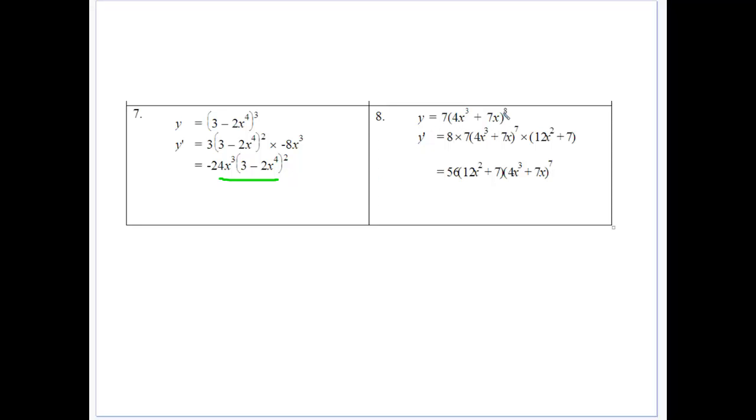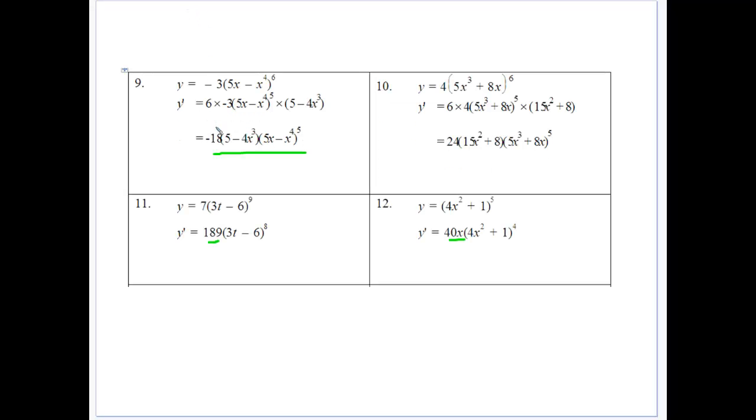This one we got the 8 comes down, multiplies by the 7, bracket stays the same. Subtract 1 from the power and we derive the bracket and that gives us 12x squared plus 7, and we just collect our numbers together and leave our brackets. And that's what these ones all do. Power comes down, multiplies, subtracts 1, multiplies by the derivative, and then we just clean it up. 6 multiplies by the 4, subtract 1 from the power, multiply by the derivative, and we get that.